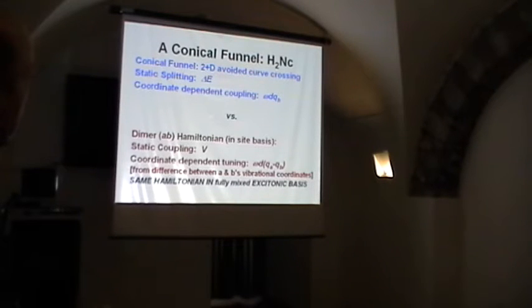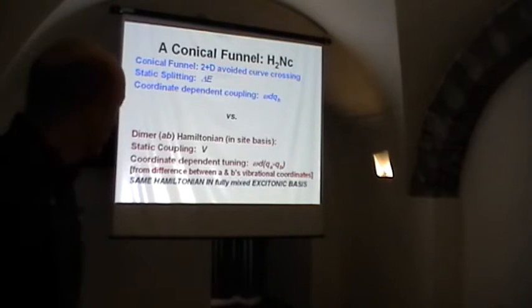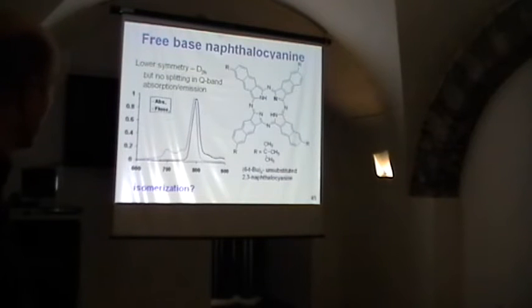This can be compared to a dimer Hamiltonian in a site basis, where often you have an approximately static coupling and a coordinate-dependent energy gap tuning, where the coordinate is a difference between the two normal coordinates of the two molecules. And these are the same Hamiltonian when you turn them both into the excitonic basis. So it's just a basis set transformation to connect the two.